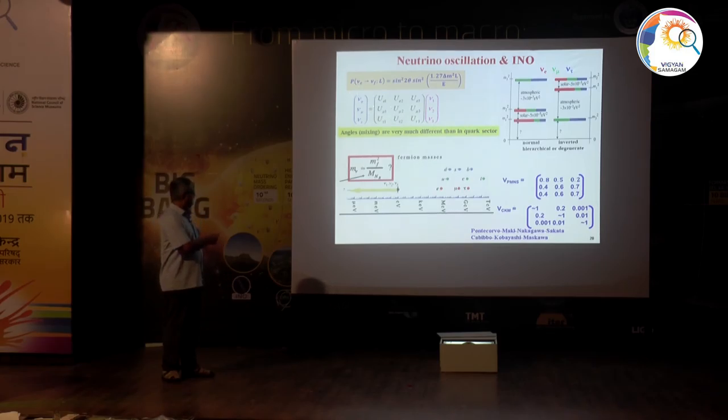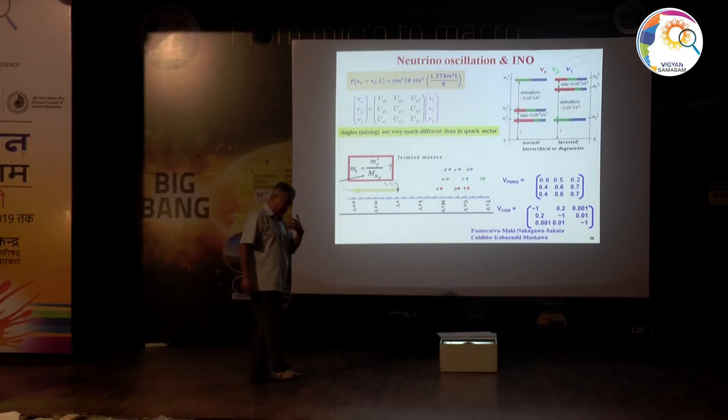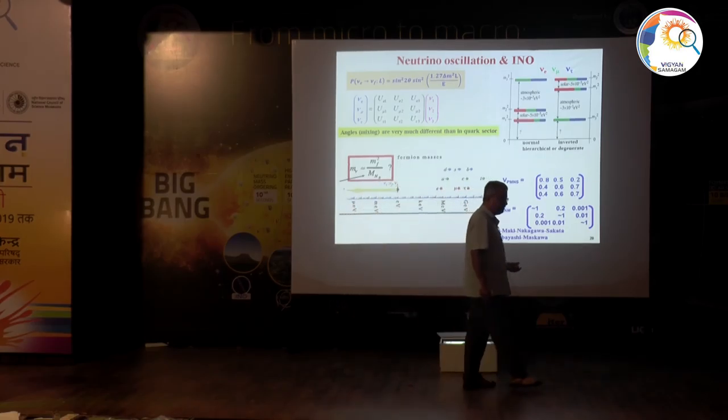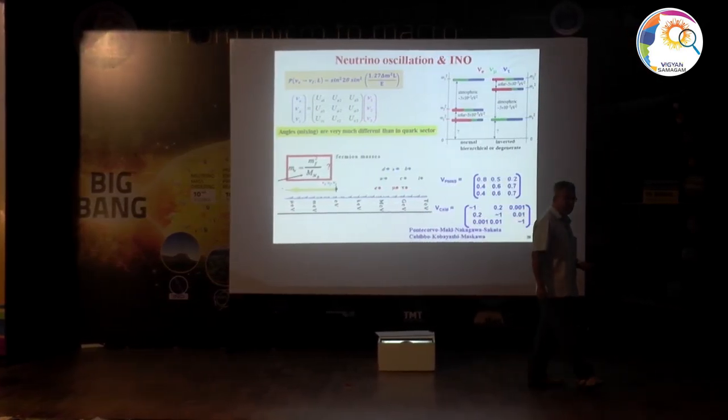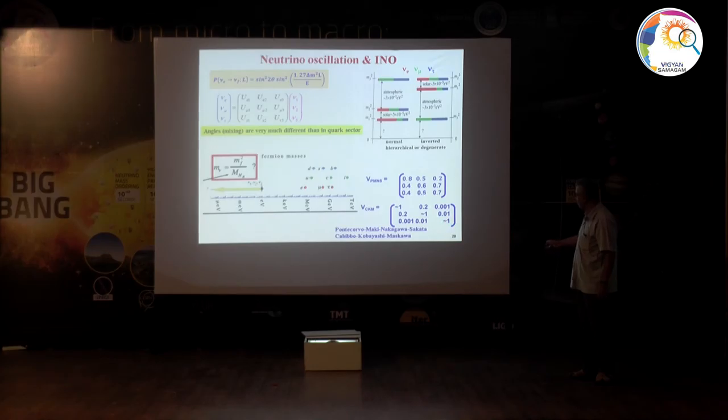Our present knowledge of this mixing matrix, what the parameters are in the quark sector and the neutrino sector, is very much different. This is one of the basic, or you can say fundamental, things we try to understand: why the neutrino mixing and the quark sector mixing are different. In the quark sector the diagonal is almost one, but here the diagonal element is not equal to one.